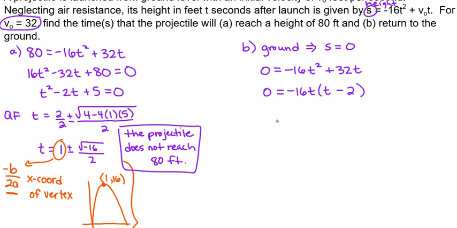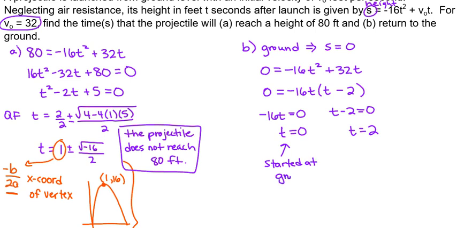Set each factor equal to 0. Negative 16t equals 0, or t minus 2 equals 0. Divide by negative 16, we get t equals 0. Add 2, we get t equals 2. So we get two different times when the object is at ground level. This is when it started. And the one we want is t equals 2, because that is when it returned to ground level.